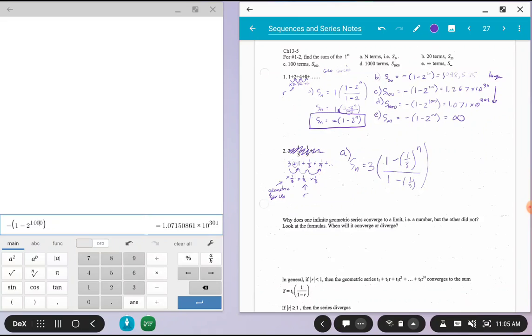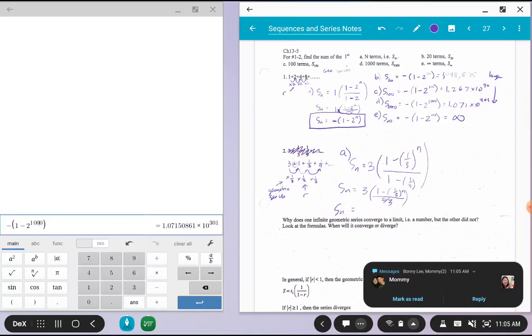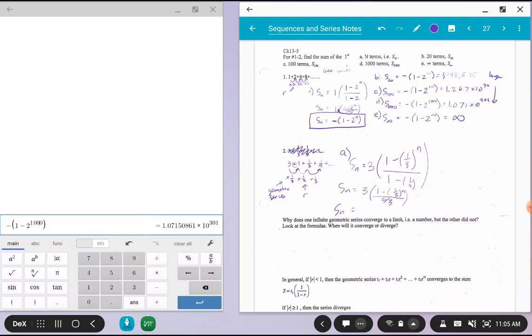Again, just like in number 1, let's clean it up. It looks a little bit messy right now. So we have 3 times 1 minus 1/3 to the power of n, all over 1 minus 1/3 is 2/3. Okay, let's clean it up a little bit more. So S sub n is equal to, we have the 2/3 on the bottom, so if we're dividing by 2/3, it's like multiplying by its reciprocal. So when we combine, 3 divided by 2/3, that's like saying 3 times 3 over 2, or that's going to give us 9 over 2. So we have 9 over 2 times 1 minus 1/3 to the power of n.